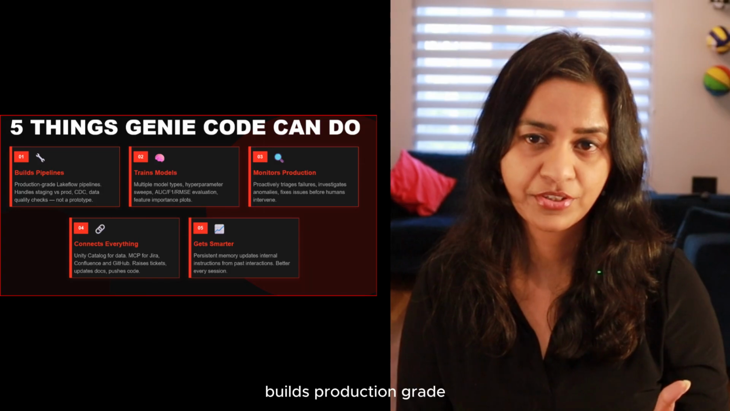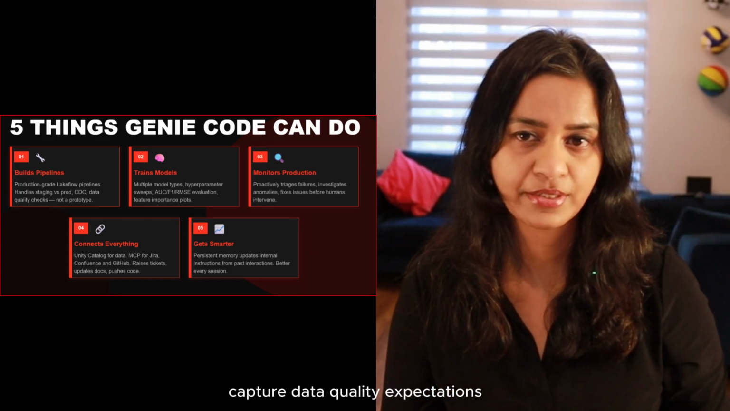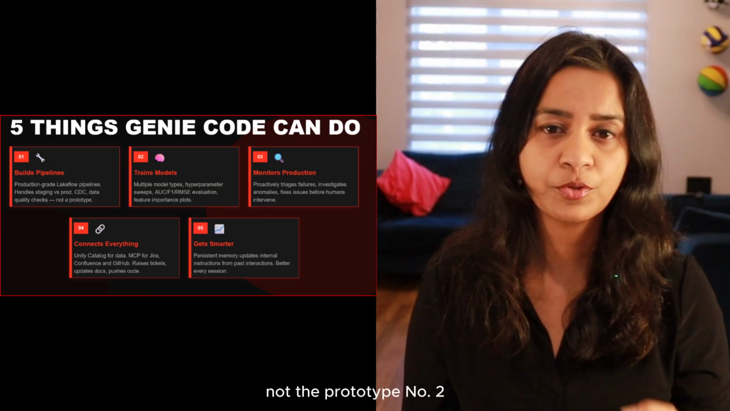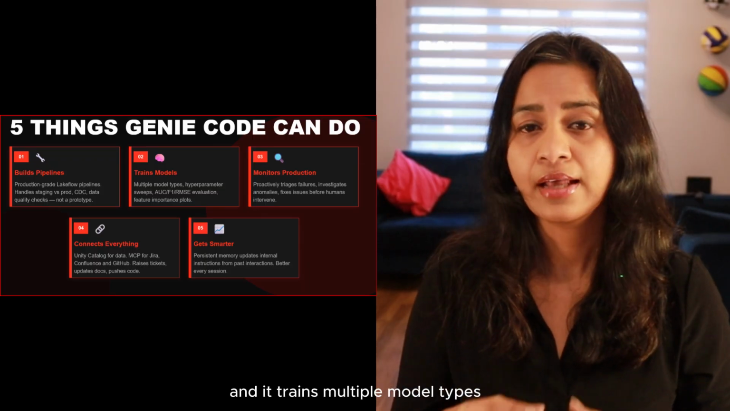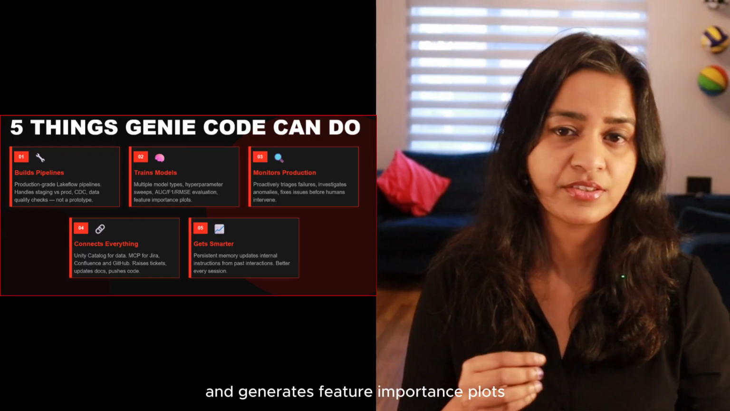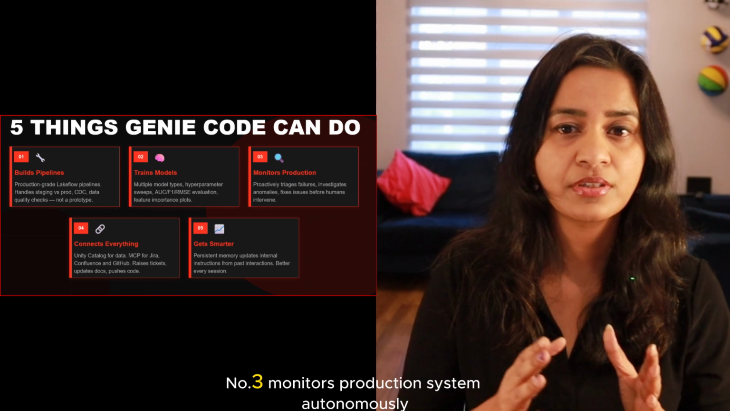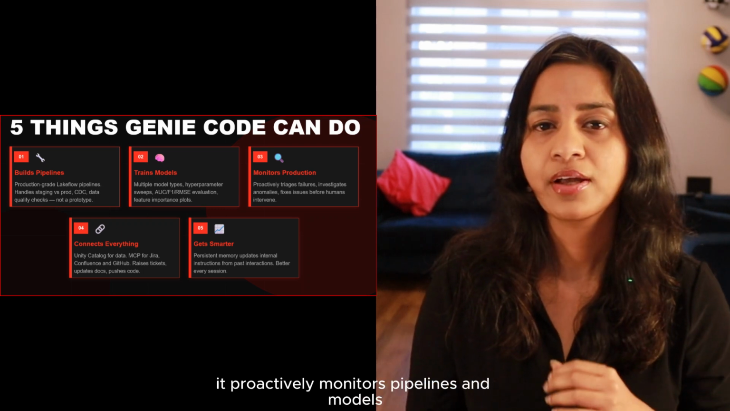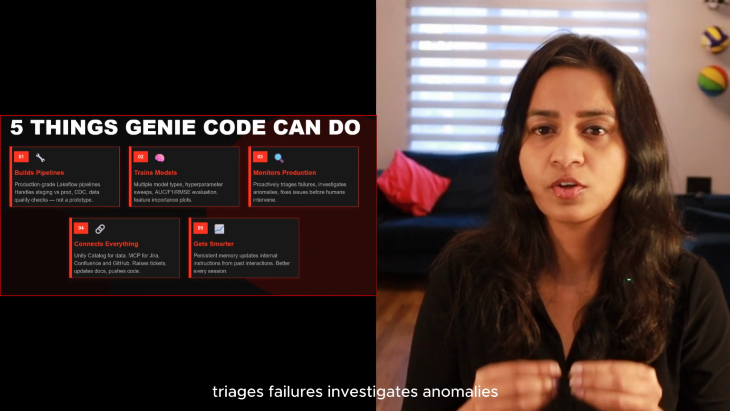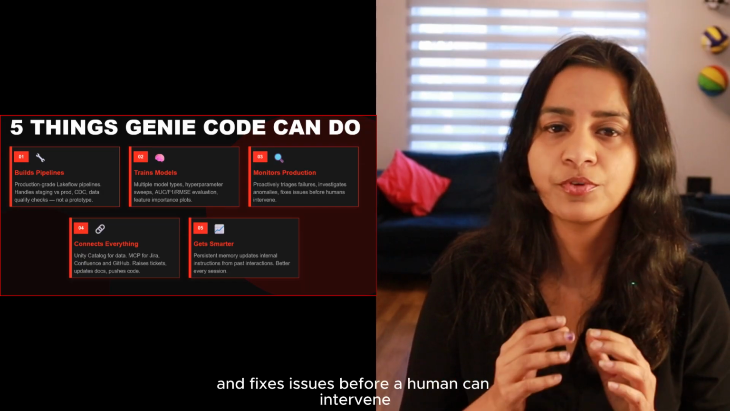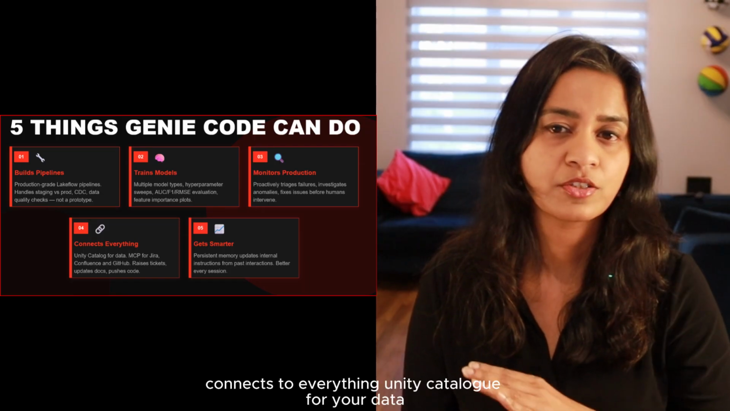Number 1, builds production-grade pipelines from a prompt, with change data capture and data quality expectations, not a prototype. Number 2, trains models. Say, train a forecasting model on this table, and it trains multiple model types and generates feature importance plots. Number 3, monitors production systems autonomously. It proactively monitors pipelines and models, triages failures, investigates anomalies, and fixes issues before a human can intervene. That one stopped me.